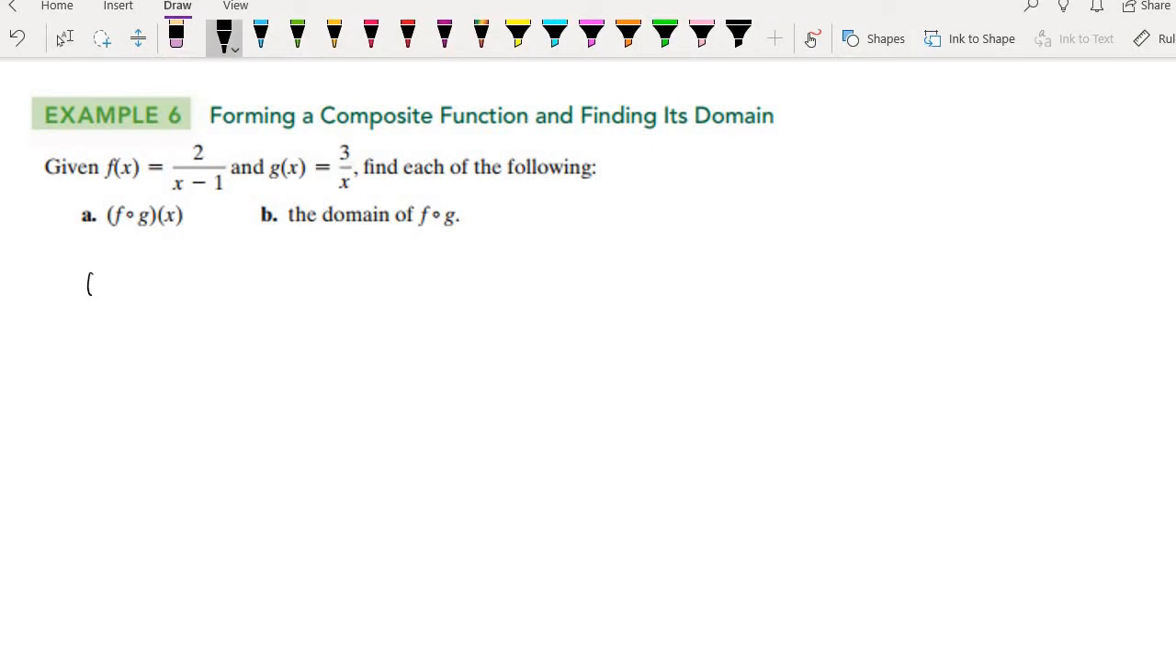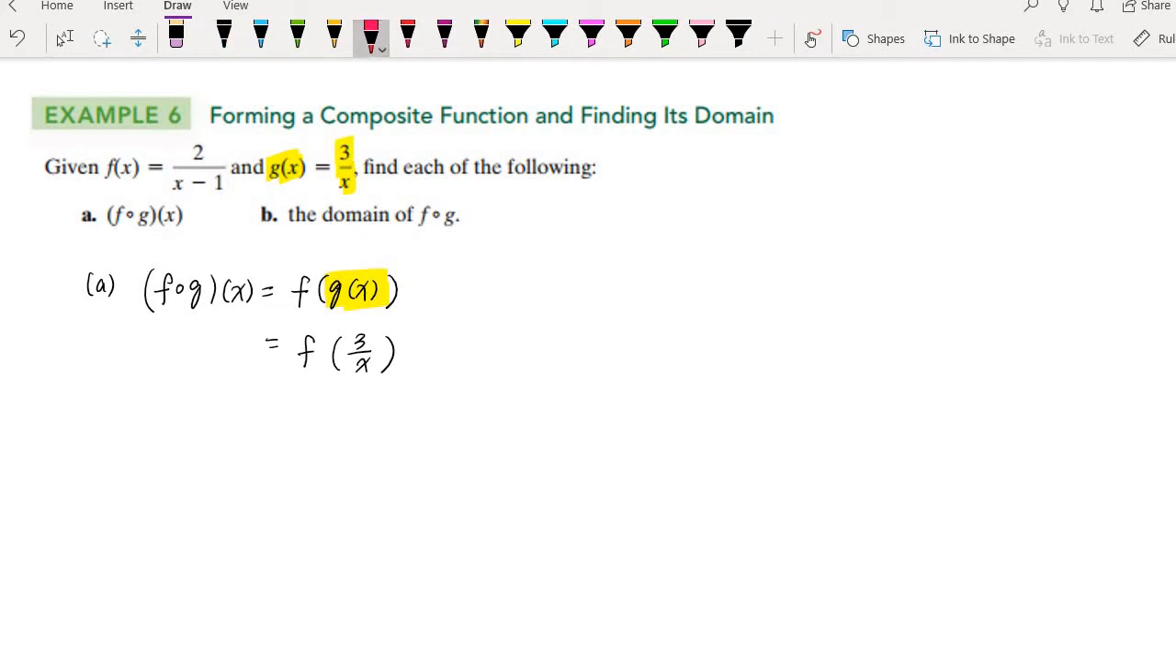So let's go ahead and take a look. For part A, f of g of x. Step 1 I always like to do is rewrite this as f of g of x. Once we have this, we know this is my domain for f. So all I have to do is a substitution right there. Now I can rewrite this as f of 3 over x.